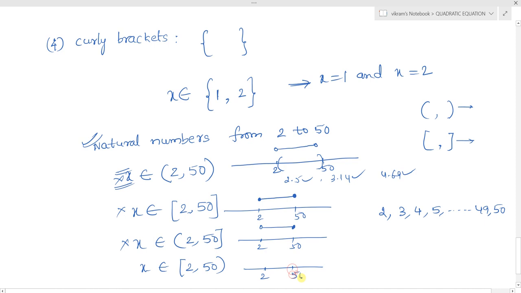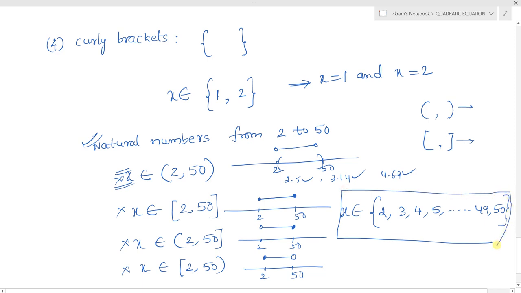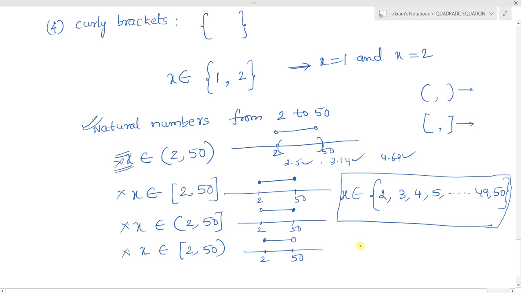Why? Because they take all the in-between values, whether 2 is closed and 50 is open, or the other way round. So this is also not the representation. Then what is the representation? The representation is to take curly braces. x belongs to 2, 3, 4, 5, and so on, 49, 50. That means 2 is a natural number, 3 is a natural number, 4 is a natural number, and so on. We are taking all the natural numbers on the real scale.